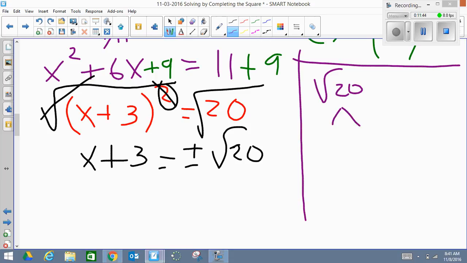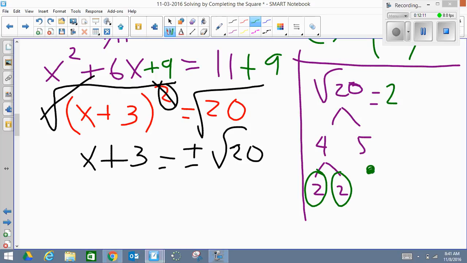I need to find out, is there anything that I can take out of that square root? So the 20 breaks into 4 and 5. The 4 into 2 and 2. And if we remember, when we're doing radicals, to take something out of the square root, I need 2 of the same value to take 1 out of the radical. Because I only have 1 5 left, that's not coming out of the radical.